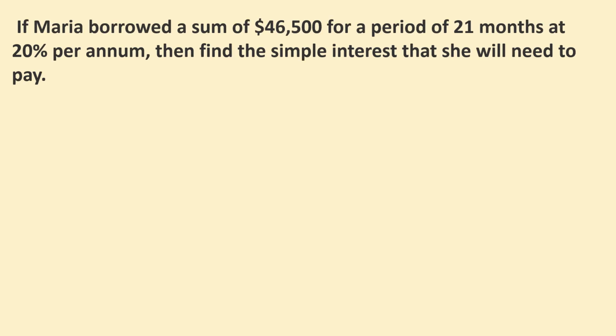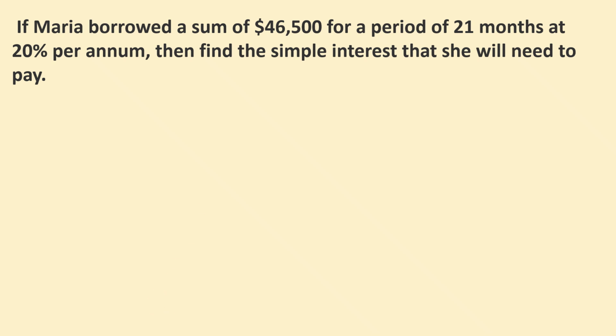Next question we have with us. If Maria borrowed a sum of $46,500 for a period of 21 months at 20% per annum, then find the simple interest that she will need to pay. Now over here we have to just find simple interest. We don't have to find an amount. Okay, so let's find it out.